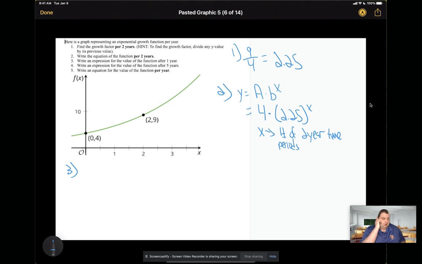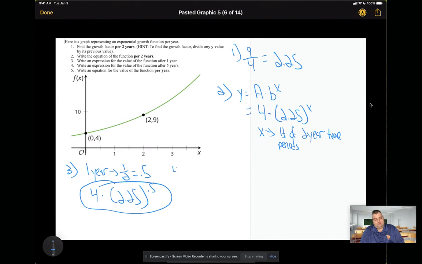Number 3, write an expression for the value of the function after 1 year. I can't plug in x equals 1 because x equals 1 really means 2 years. I have to plug in x equals a half because 1 year is half of a 2-year time period. So I'm going to plug in a half for x. So 4 times 2.25 to the power of 1/2. And that's all we had to do for number 3.